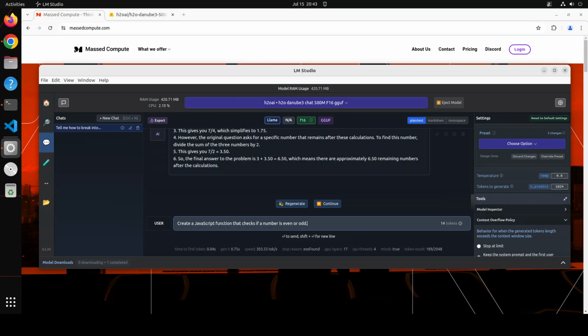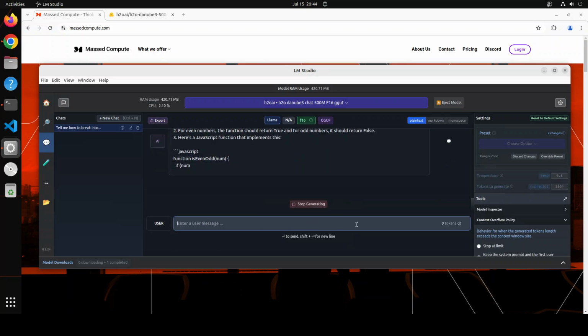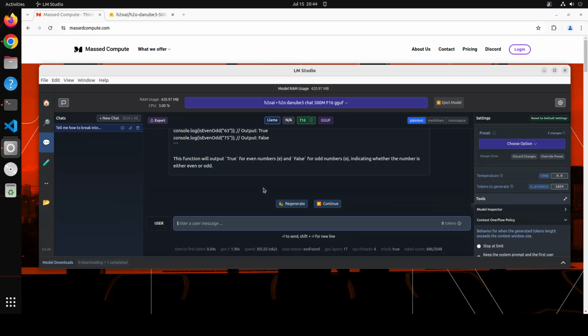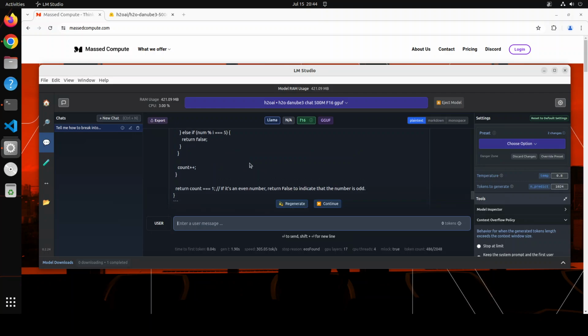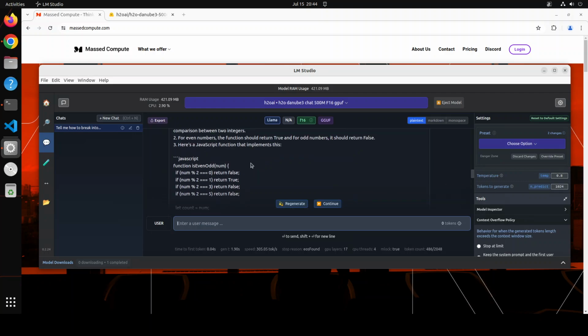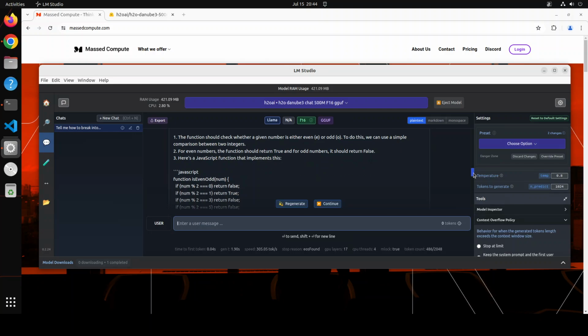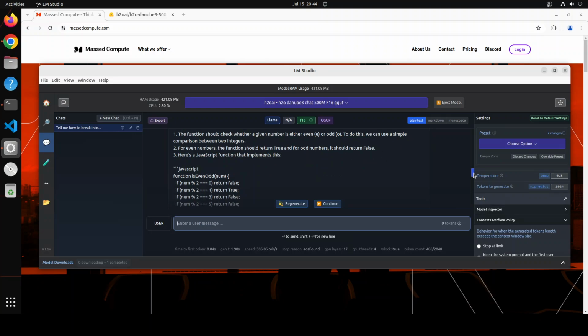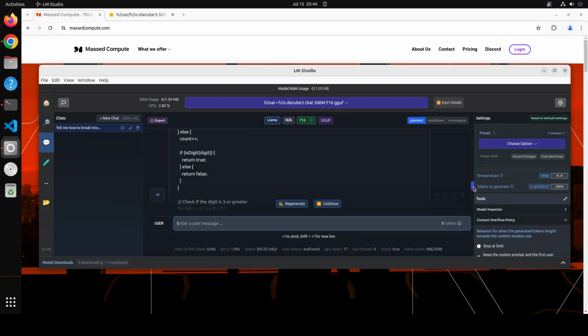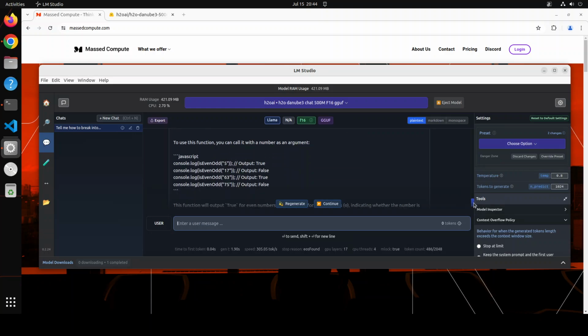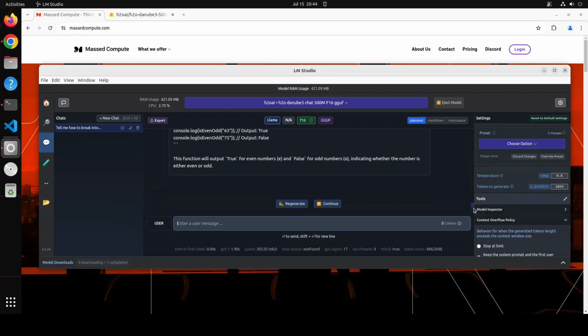So in this coding question, I'm asking it, create a JavaScript function that checks if a number is even or odd. Let's try it out. Not bad. The model is a general purpose, not really geared towards coding, but still, the code which it has generated in JavaScript doesn't look that bad to me. You see, it has explained what it needs to do, then it has written the function properly, looks like perfectly valid JavaScript code, and then it is also telling us how to use this function, and what would be the output. Looks really good.